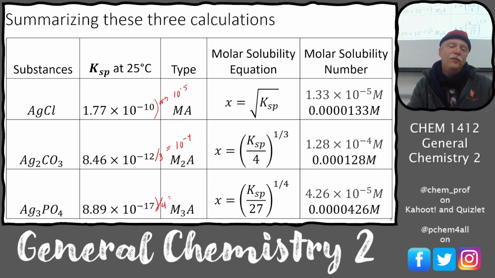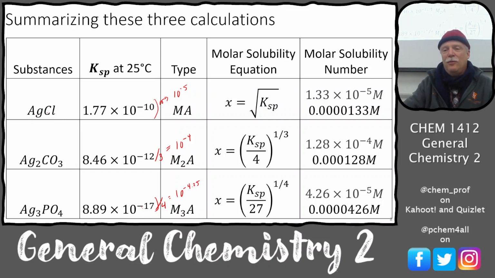16 divided by 4 is 4. 17 divided by 4 is going to be a little bit more. So it'll be 10 to the minus 4-ish. We'll say, yeah, 4.25. Okay, so it looks like this one's 10 to the minus a bigger number than this one. So it looks like this one's the most soluble. This one's the least soluble. Just by estimating, knowing how many ions it produces.